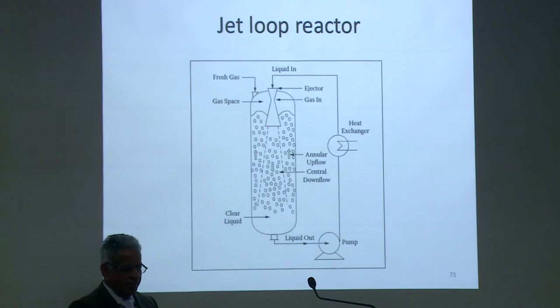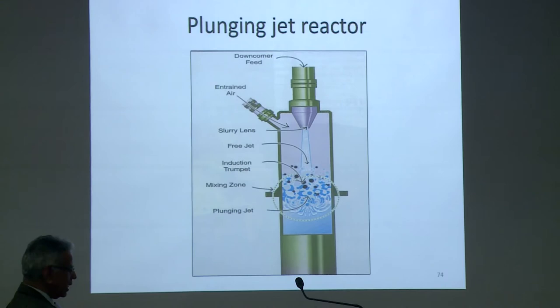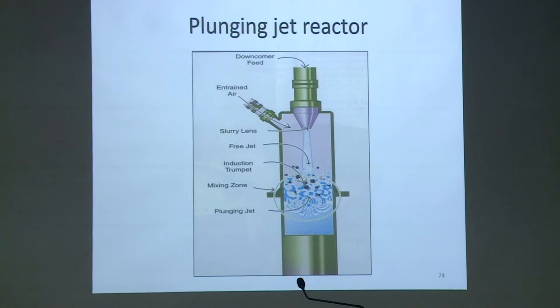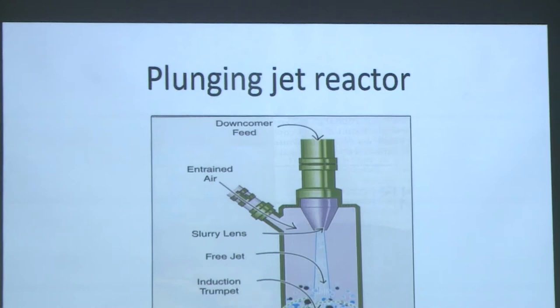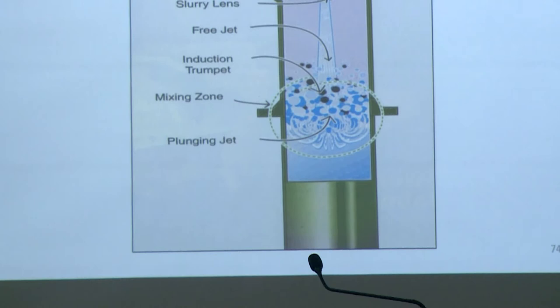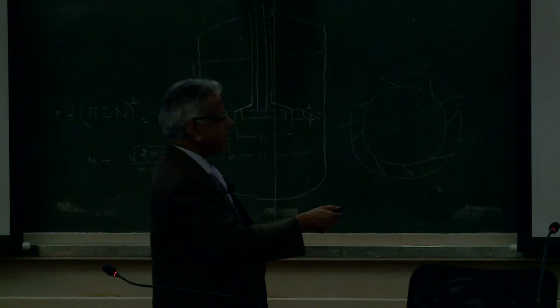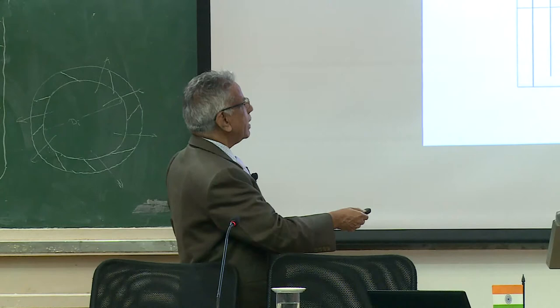Yet another is the plunging jet reactor. You may have everyday experience of this when you take a bath. You open the tap in the bucket, and when the jet enters the bucket filled with water, at the location of entrance of the jet, bubbles are formed. So this is called a plunging jet reactor. This is also very popular in froth flotation machines.